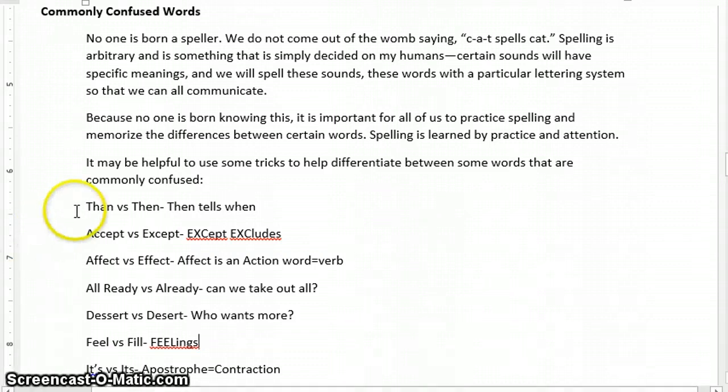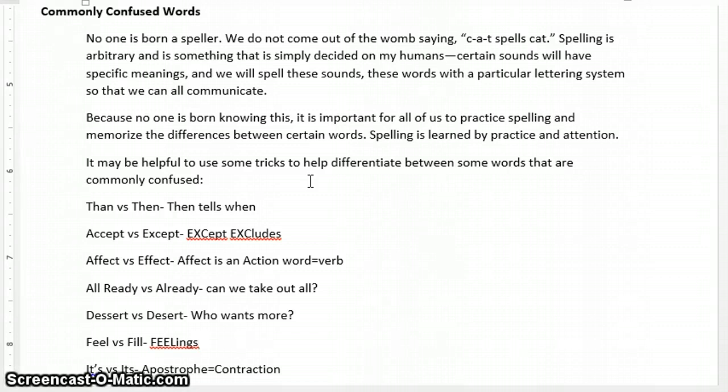The first word that I'd like to start with is then versus than. One trick that I like to use is that "then" with the E tells when with an E as well. So if I know that then tells when, I can go ahead and use the process of elimination to know that the "than" with an A tells me a comparison of two things.